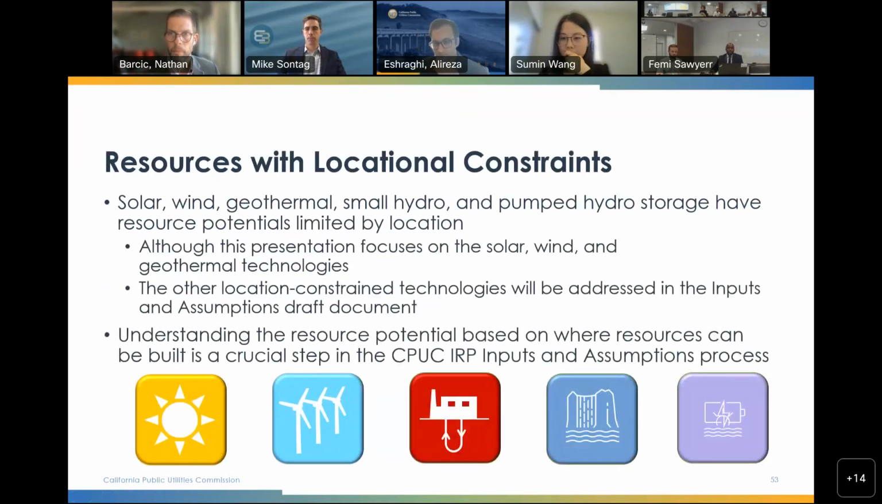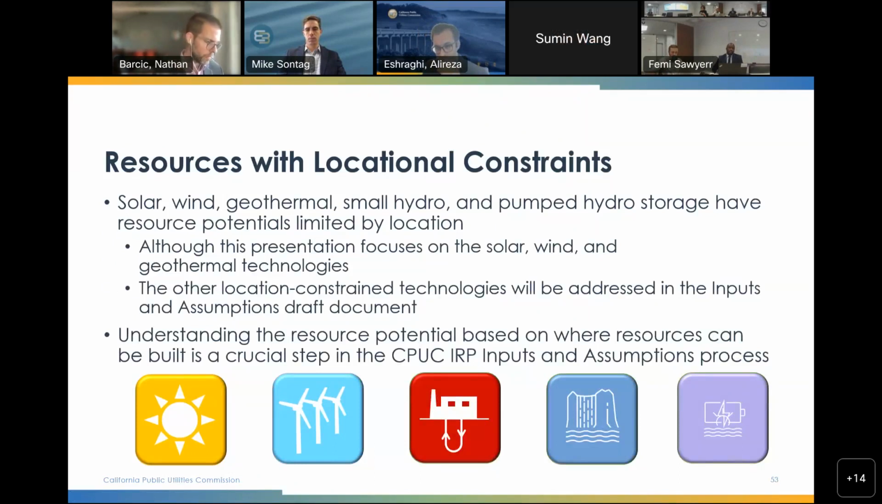Essentially, RESOLVE has two broad categories of resources. You have the generic and non-locational type of resources, and then you have resources with specific locational constraints. These include primarily renewable resources like solar, wind, geothermal, some hydro resources, and then pumped hydro storage.